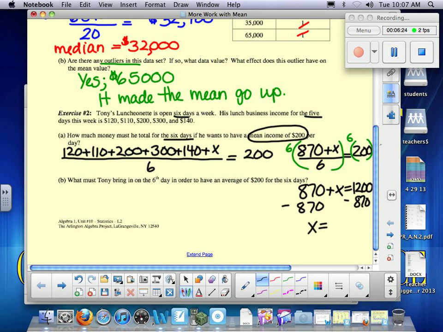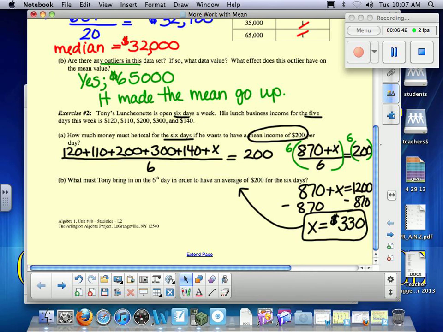So Tony's luncheonette needs to make how much on the 6th day? 330. And that answers letter B. That's a lot. Wait, so is that the answer for B? Yeah, and A for B. How much is the answer to A? Well, it's kind of all that work. Oh, it's just like that. Can we go to the back?